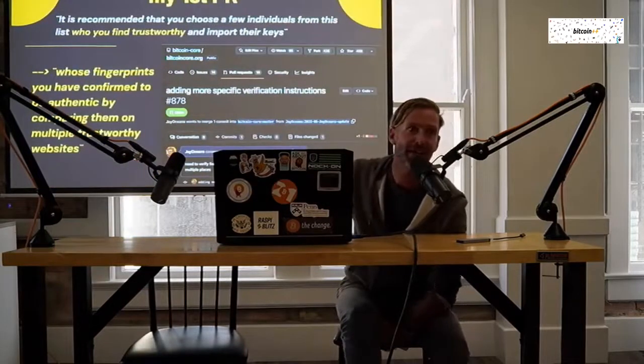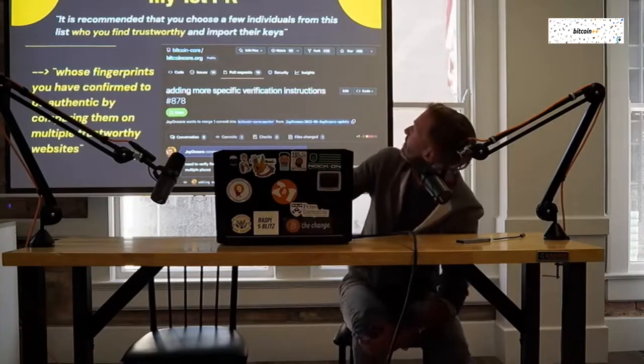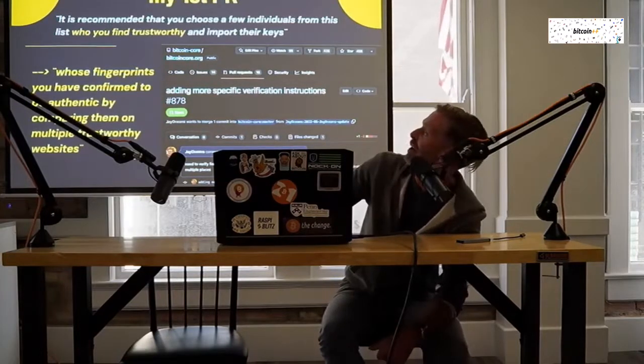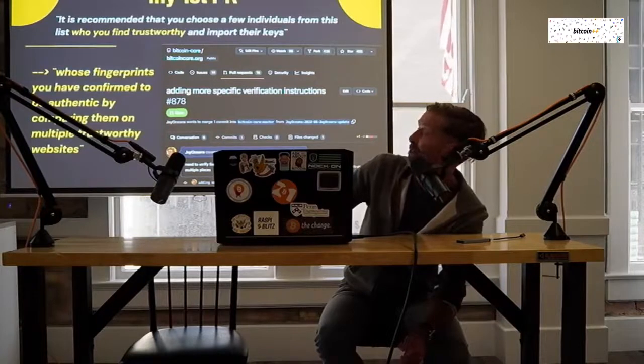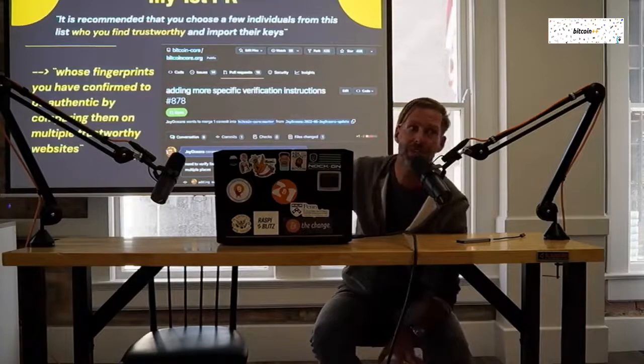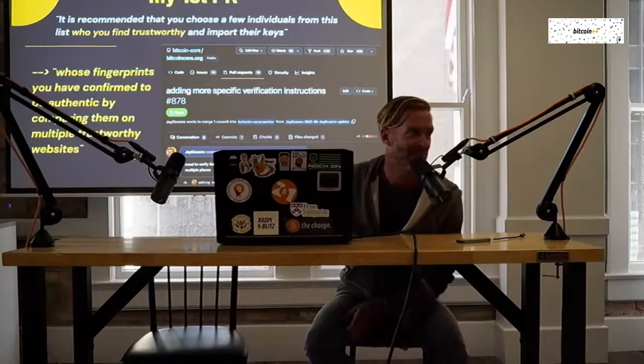So today, with the help of some friends, I made my first pull request to Bitcoin Core. And I just changed this part, because they say in the verification instructions to use keys of whoever you find trustworthy, which is pretty subjective, right? So I recommended they change that to whose fingerprints you've confirmed by comparing them on multiple websites. So that's pull request number 878. So if you guys go there and pound that like button or whatever you guys do to get that merged, that'd be super cool.